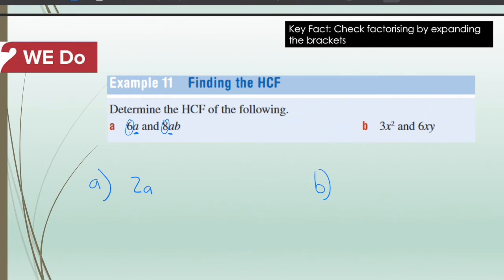Okay, so the number that we can divide both 3 and 6 by is 3. Now we have an x squared, which remember is x times x on this side, and we have an xy on the other side. So that means one of these x's is common on both sides of the equation, on both terms, sorry. So our highest common factor is going to include an x.